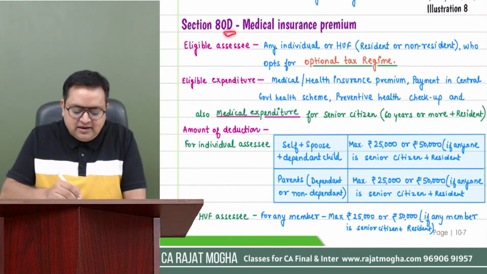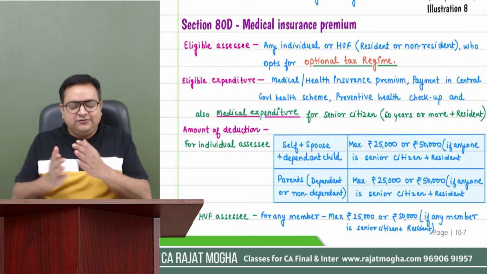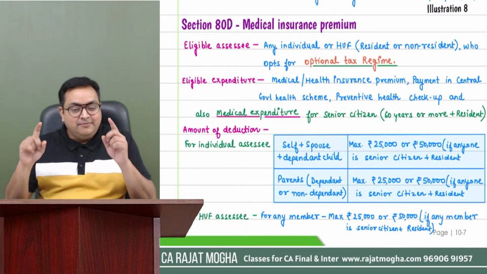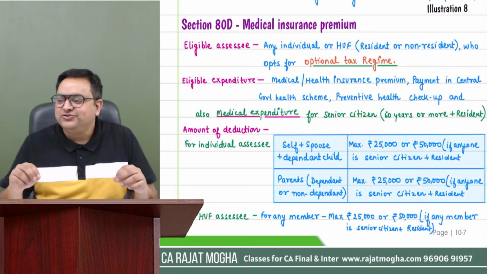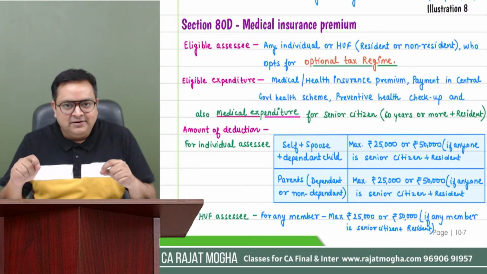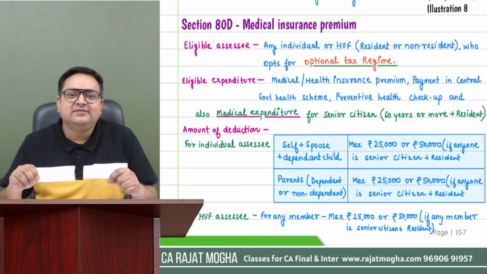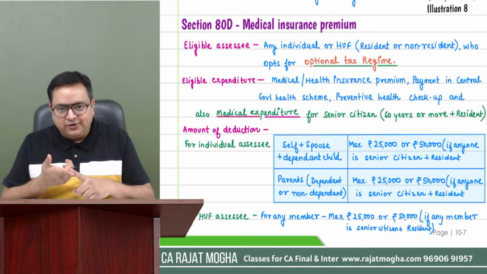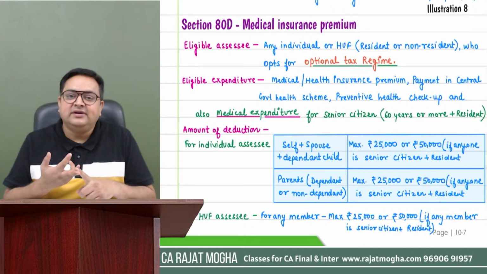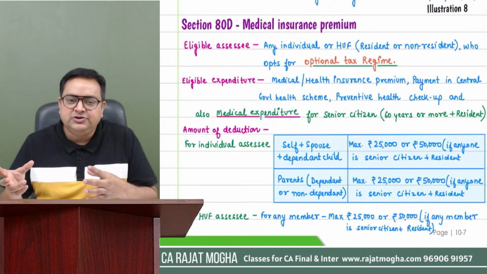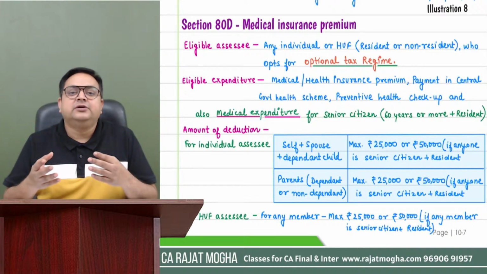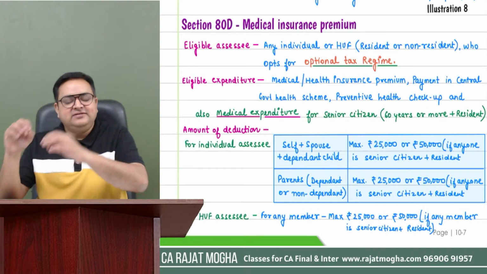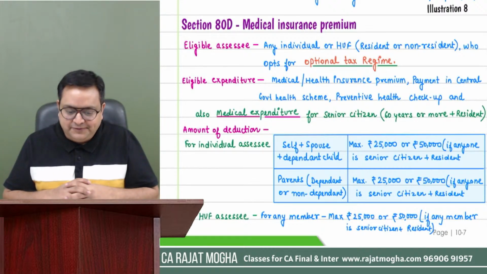So 80D says, first of all, it was related to if the assessee is paying for their health insurance. Please understand this is not life insurance, this is health insurance. So if the assessee is paying for their health insurance, then it is allowed under section 80D, right? And it is also for government employees, if they are contributing to the Central Government Health Scheme, which we call CGHS, then deduction is also allowed.